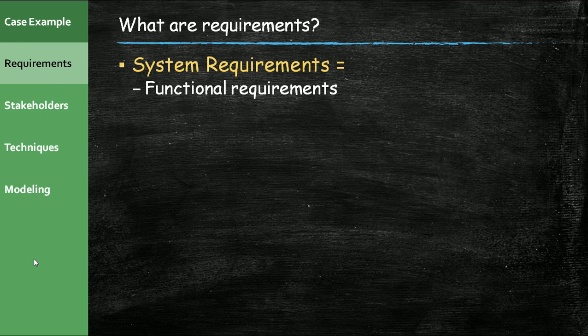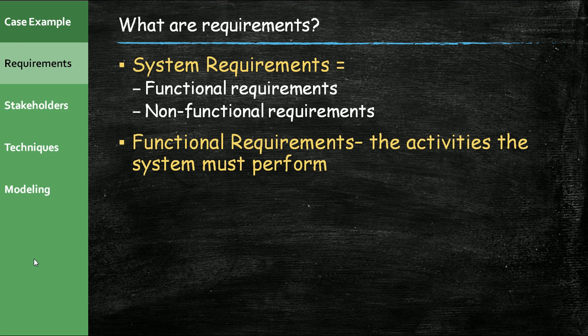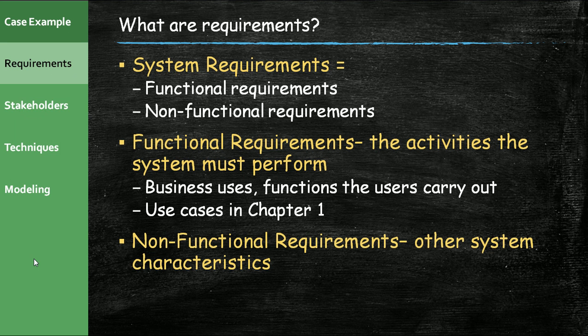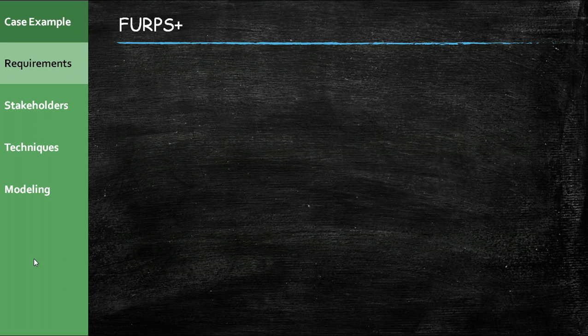So what are requirements? System requirements can be functional or non-functional requirements. So functional requirements are the activities the system must perform. So these are the things the system has to do. So functional are all the things that you sit down and specifically tell the system to do and the system does for you. Those are your functional requirements. But we also have non-functional requirements. So non-functional requirements are other characteristics, other things that the system needs to do. Some examples would be constraints and performance goals, and we'll talk about some more of those other requirements.